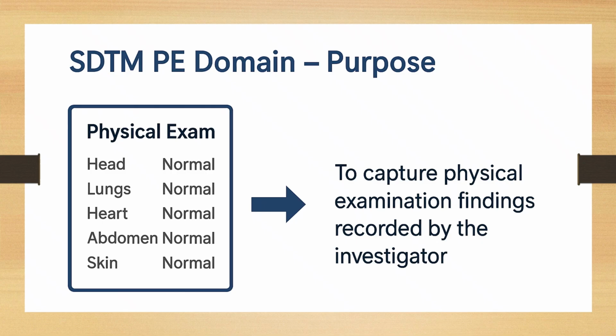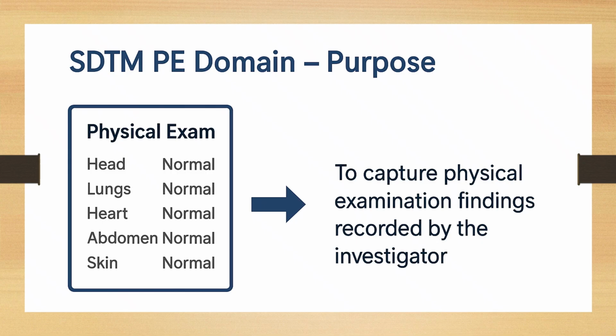The domain records results for various body systems such as the head, eye, ear, lungs, heart, abdomen, or skin. Each of these is represented as a separate record in the physical examination dataset along with its outcome. For example, whether the result was normal, abnormal, or the test was not done. So in short, the physical examination domain helps us capture what was examined and what was observed for each body system, providing a structured record of the subject's physical health throughout the study.